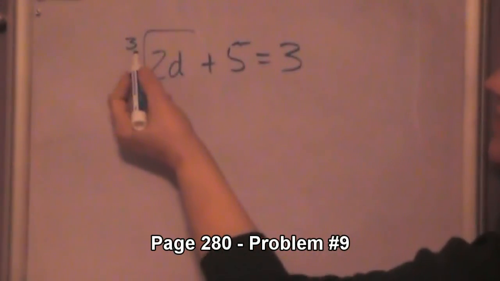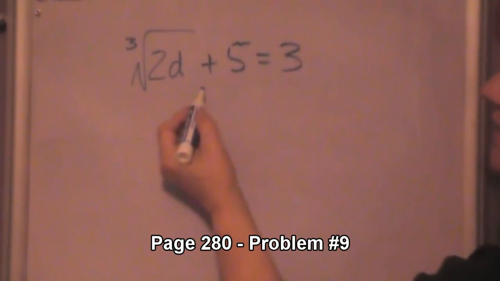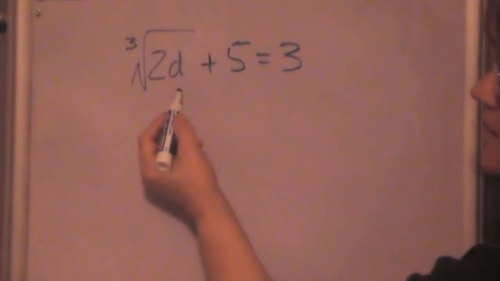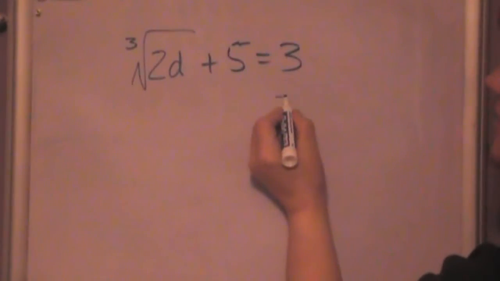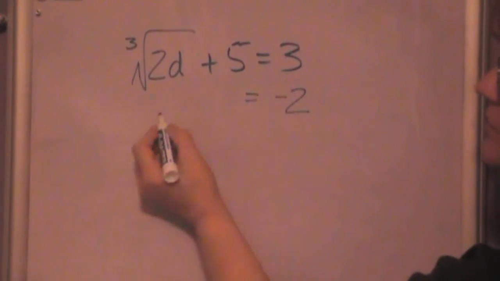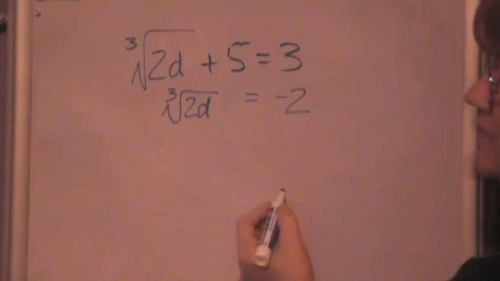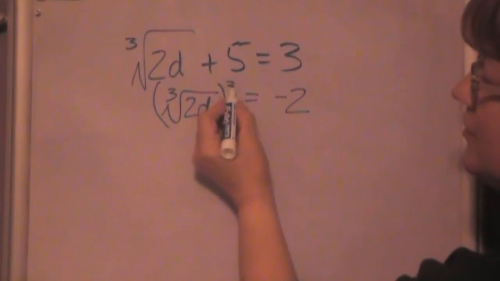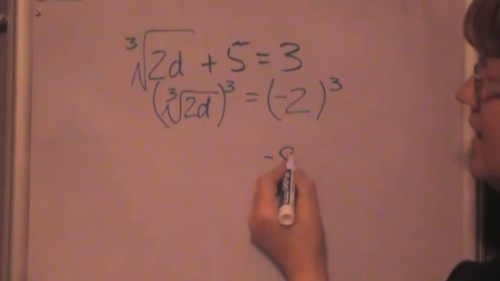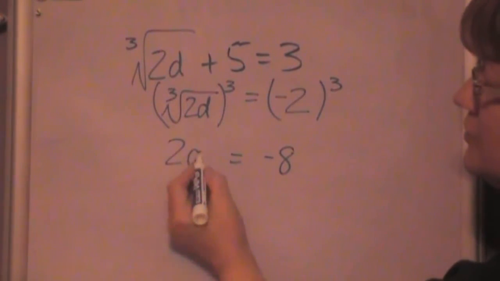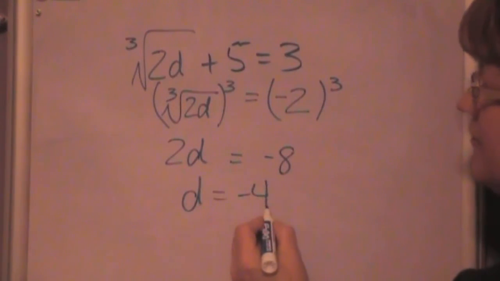When you have other roots, you do the same thing with them, only instead of squaring them, I'm going to cube both sides when I get down to isolating this cubed root all by itself. So I get the cubed root all by itself by subtracting 5 from both sides. So I get minus 2 equals the cubed root of 2d. Now I'm going to cube both sides of this equation. If I cube this and cube this, remember negative 2 cubed is going to give me negative 8 is equal to 2d. Divide both sides by 2, d is equal to minus 4.